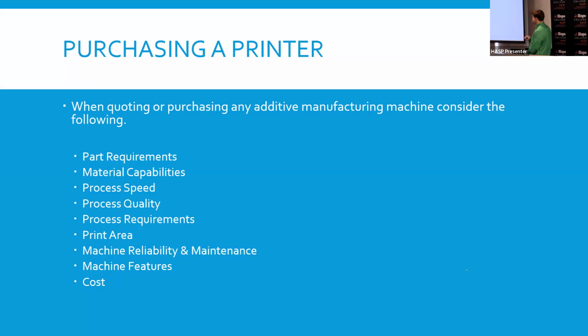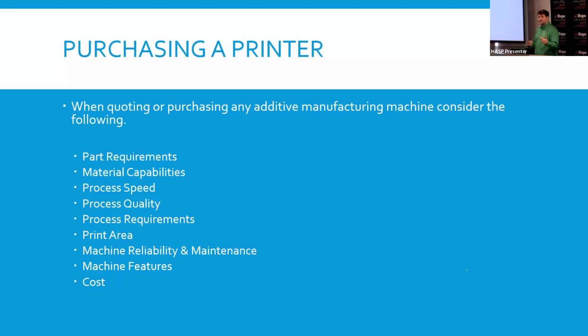Part requirements. So if I have a metal part, I'm not going to go out and buy a polymer bed SLS 3D printer or triple F 3D printer that's going to print plastic. Or if I want a smooth surface finish, I'm not going to go buy a triple F 3D printer. I'm going to go buy an SLA 3D printer. So it's basically your part requirements that you really have to think about.